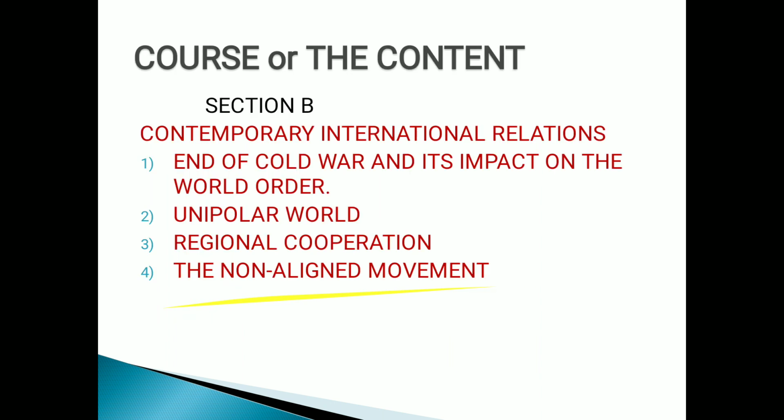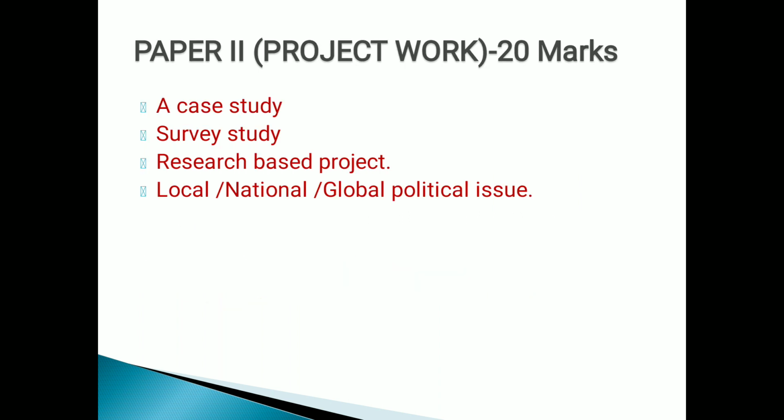Clear? Now, in section B we will be covering contemporary international relations: end of Cold War, unipolar world, regional cooperation, non-aligned movement. Clear? Okay, and paper 2 we have the project work. So okay children, I hope till here you have understood what the syllabus is all about. In my next video I'll be starting with chapter 1. I'll be covering each and every detail in depth. So this is just an introductory video.